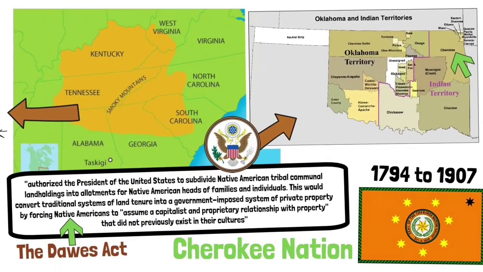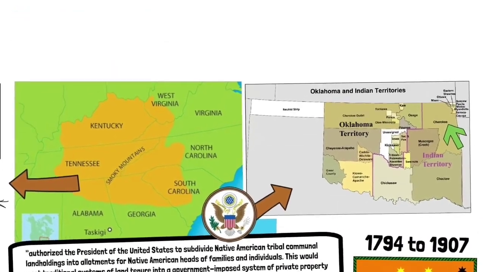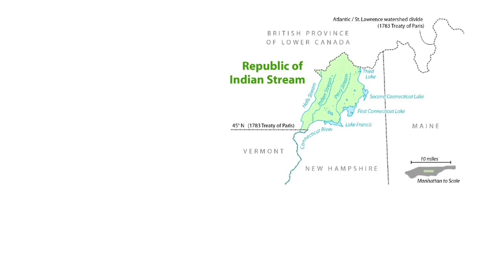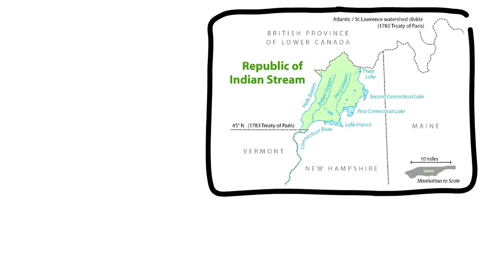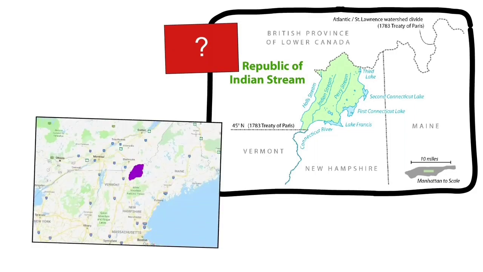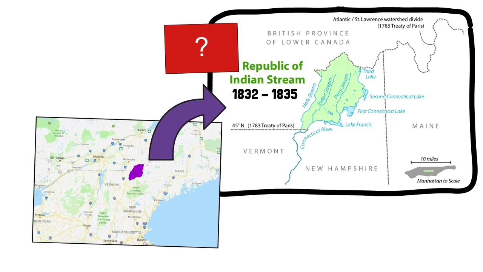Moving on to a cool one that I didn't know existed, the Republic of Indian Stream, which existed from 1832 to 1835. It was an unrecognized republic in North America along the section of the border that divides the current Canadian province of Quebec from the US state of New Hampshire. We can see it here on this map in green.